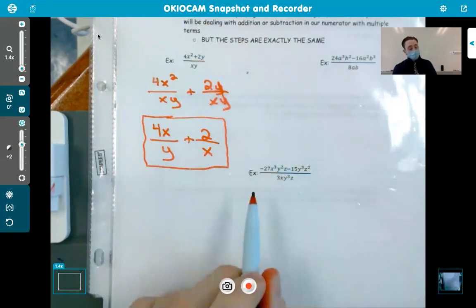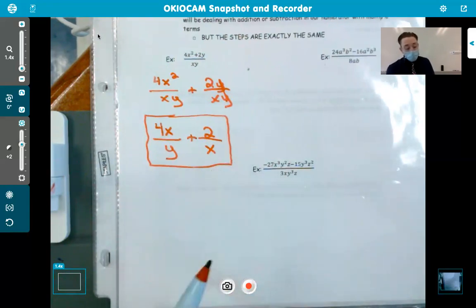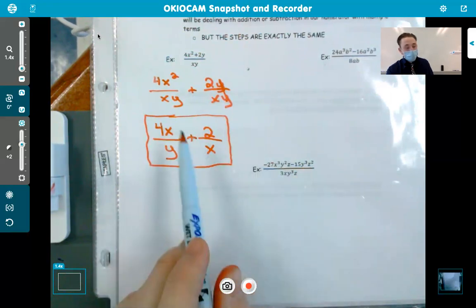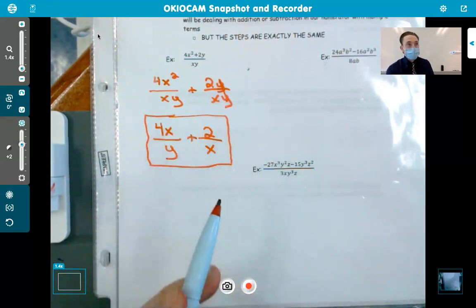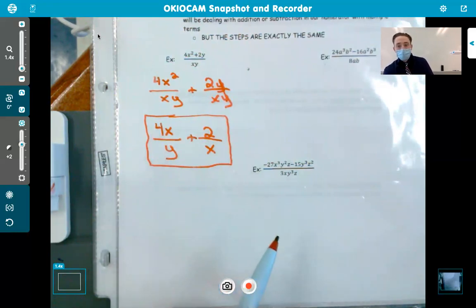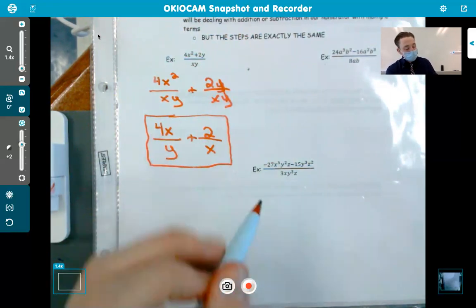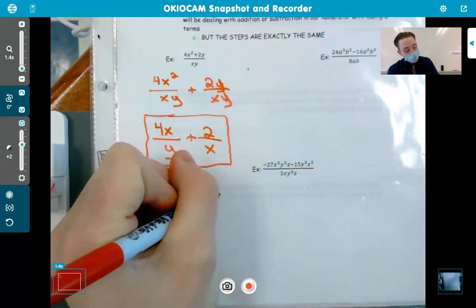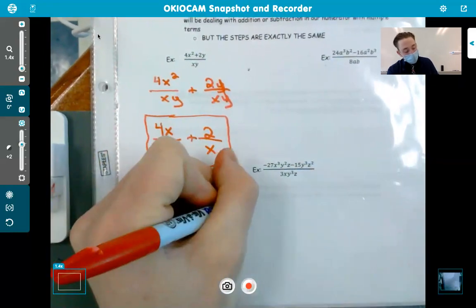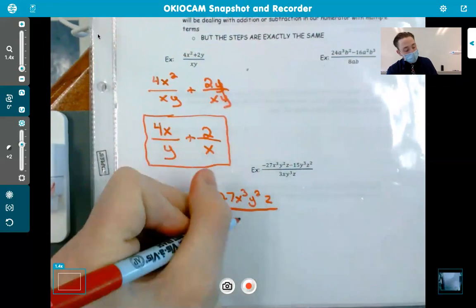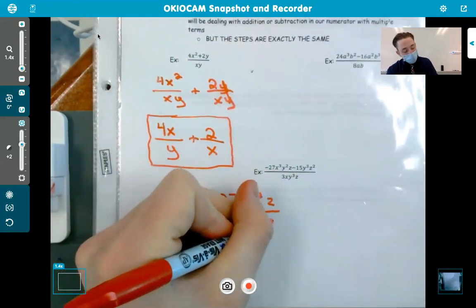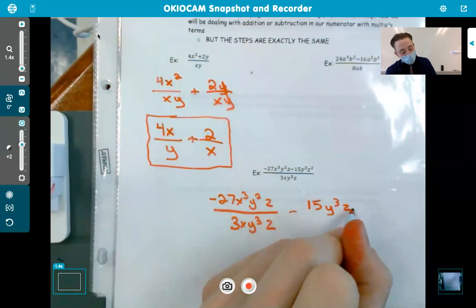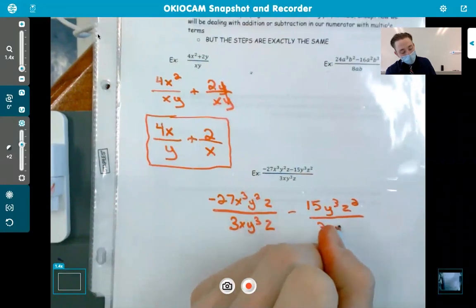All right. We're going to take a look at the third example now. We're going to skip over the second one. You can use that as extra practice. And what's the first thing that I want to do now with this numerator, similar to what I did in the first example? How did I set up this problem? All right. So I take the negative 27 x cubed y squared z. I'm going to divide that by the denominator. Subtract from that 15 y cubed z squared over that same denominator. So the denominator doesn't change.